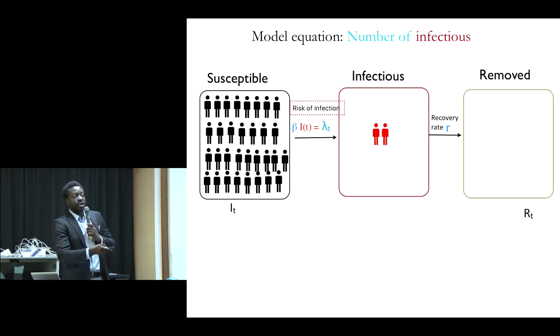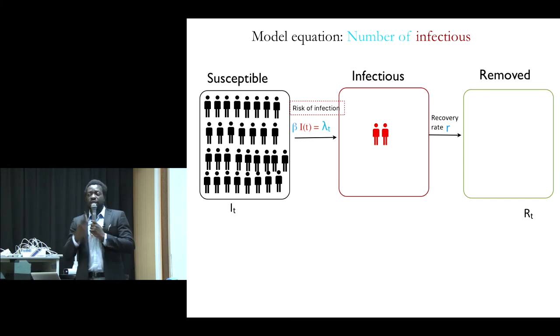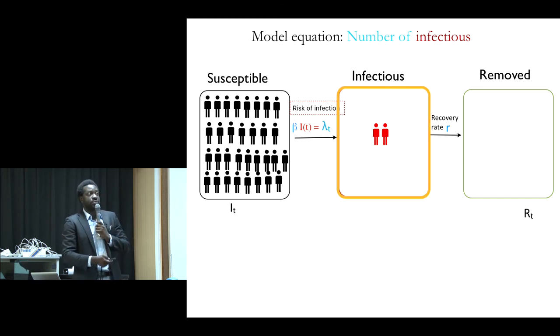So now we are here, infectious. We can also use an equation to predict the number of people who are staying here every day. In a very intuitive way, you know that some people will come here, so there is a plus, and some people will leave this box, so there is a minus. So we have a plus and a minus.